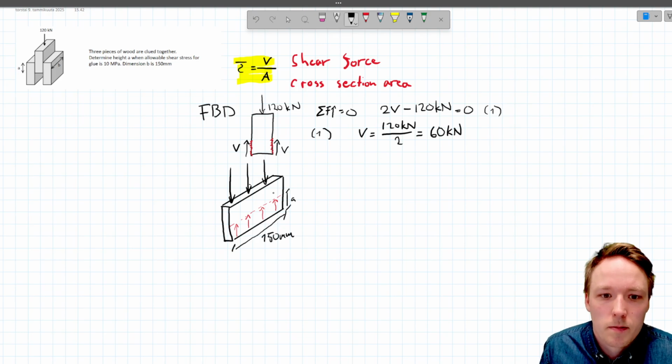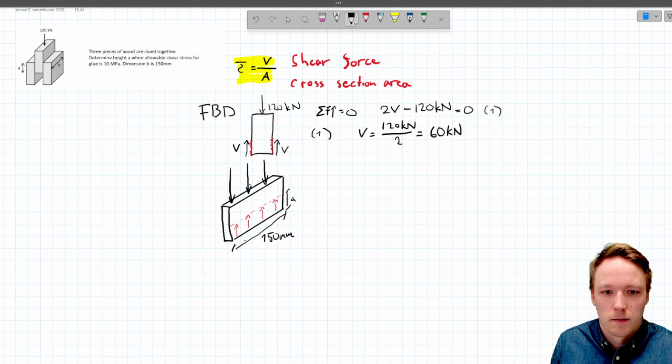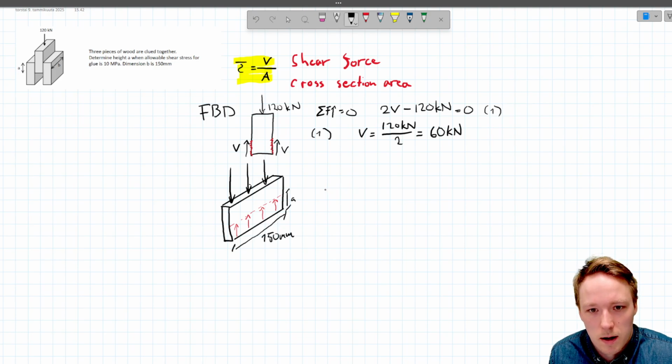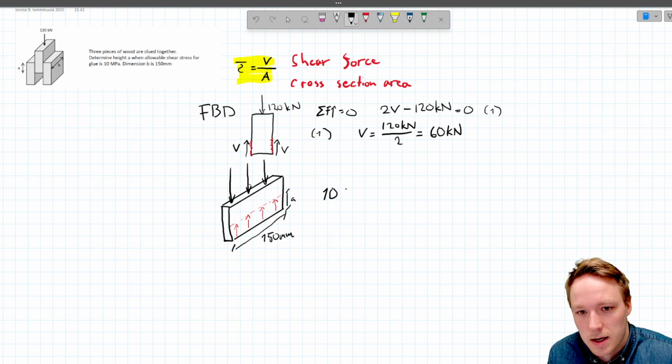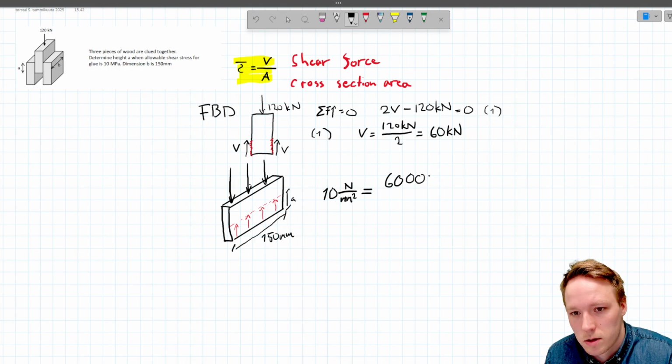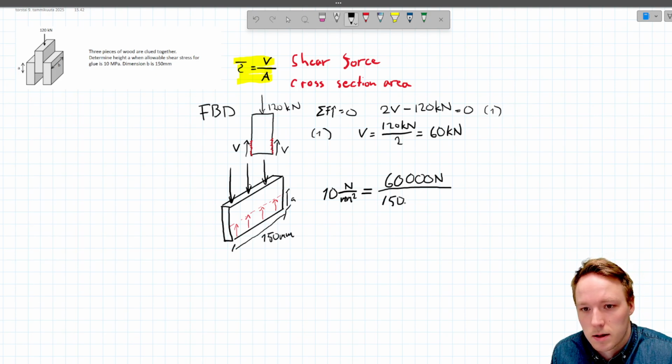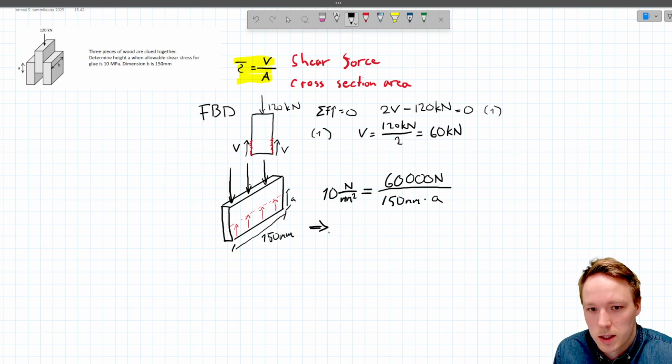It's the dimension B, which is 150 millimeters. In this example, the one V is affecting on this side, and the formula for shear stress was tau equals shear force divided by cross-section area. Now in this example the maximum shear stress was 10 megapascals, 10 newtons per millimeter squared, equals the shear force, which was V, so 60,000 newtons, divided by the cross-section area, which will be 150 millimeters times A. And from there we can solve what A is.